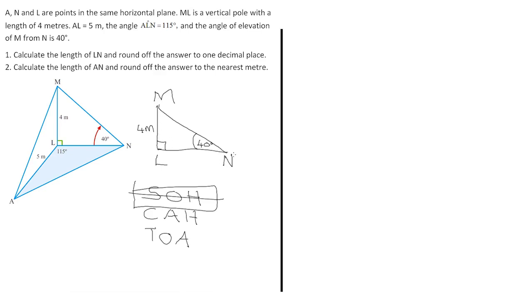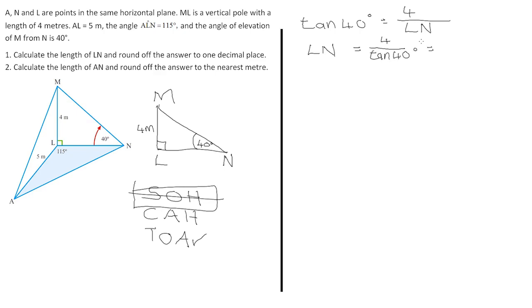That side is right opposite that angle. So opposite and adjacent, obviously we're going to use the ratio of tan. We can straight away start by writing tan of 40 degrees is equal to opposite, which is the 4 meters, over adjacent, which is ln. Then we make ln the subject of the formula. That is equal to 4 over tan of 40.